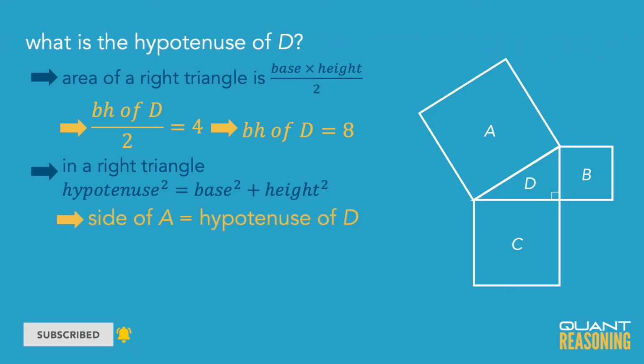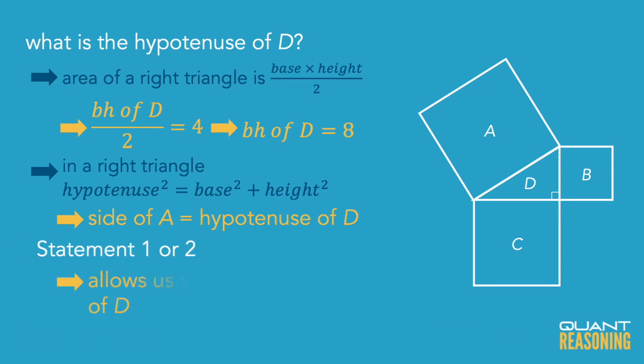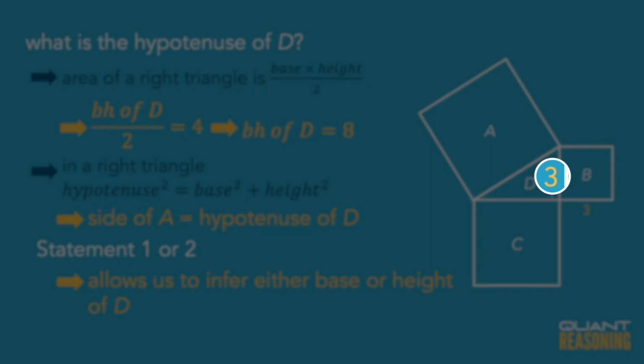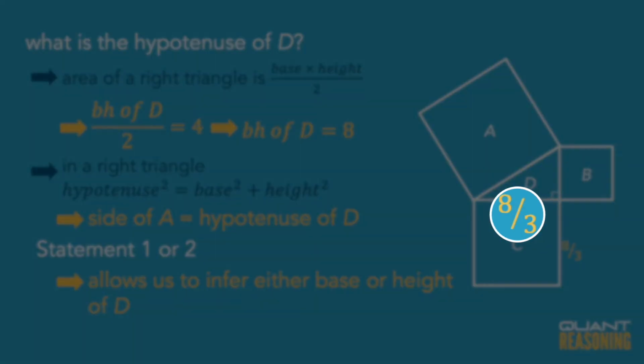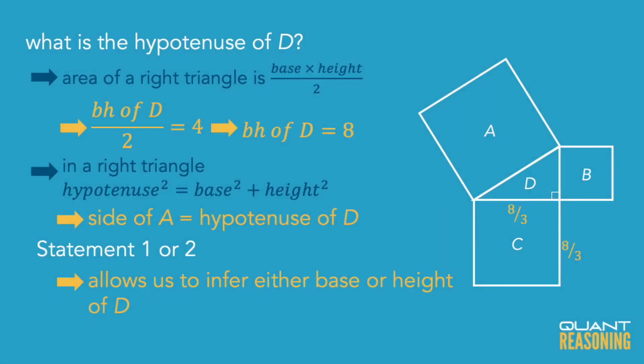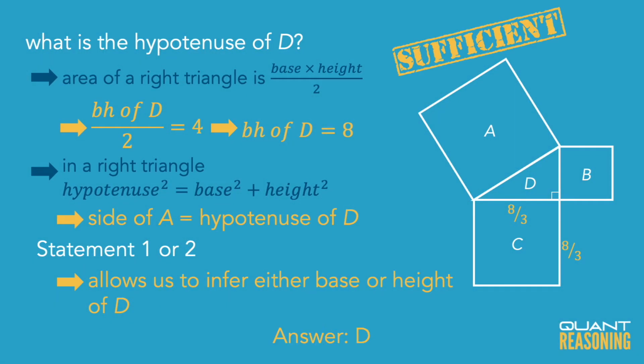Now looking at the statements, each of the statements on its own allows us to infer the value of one of the two legs. So if I know the value of one of the legs, and I also know the product of the two legs, can I infer the other leg? Yeah, that would be the missing factor from the product. As a matter of fact, these statements are inferentially equivalent.